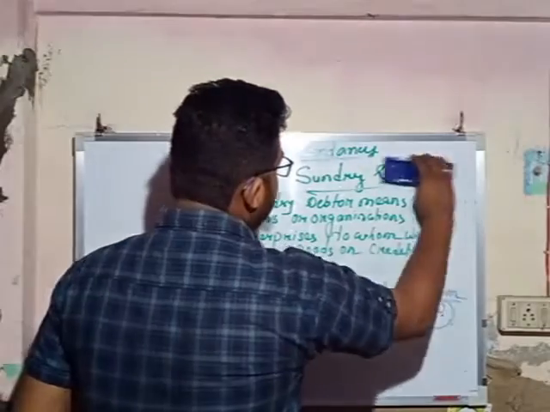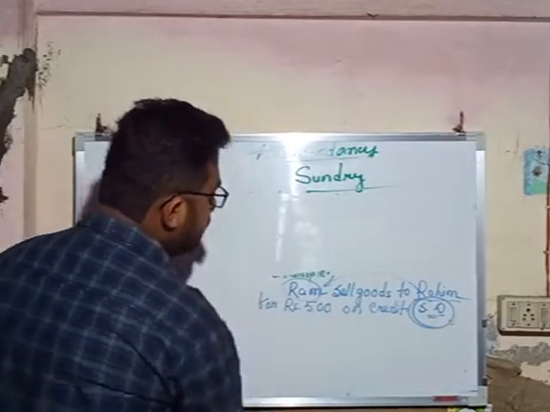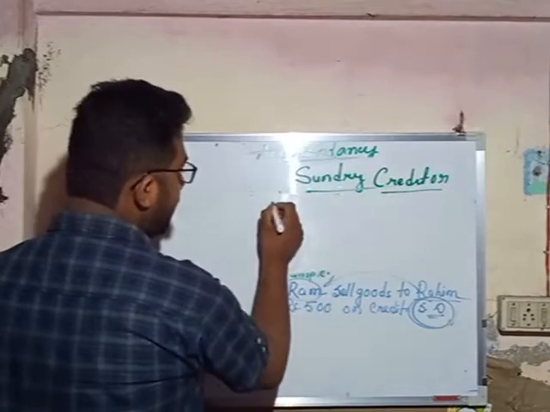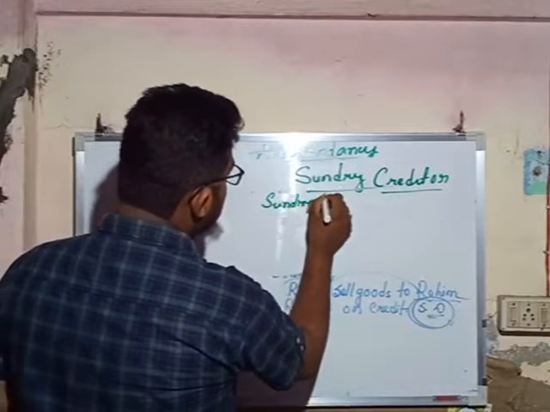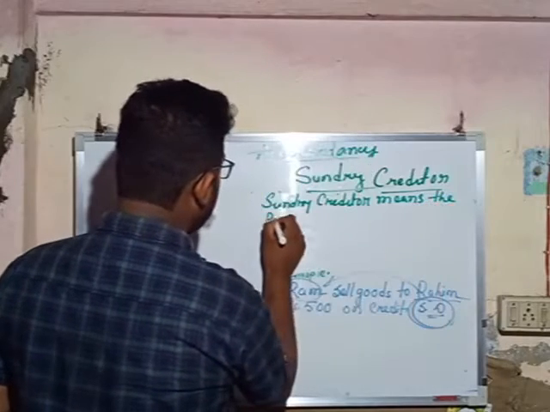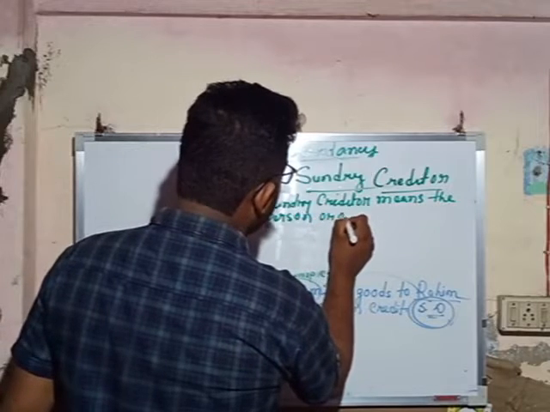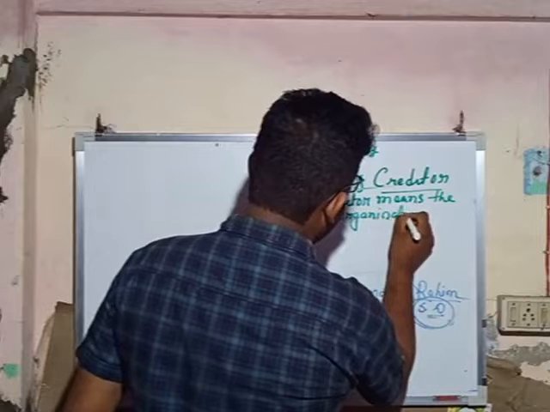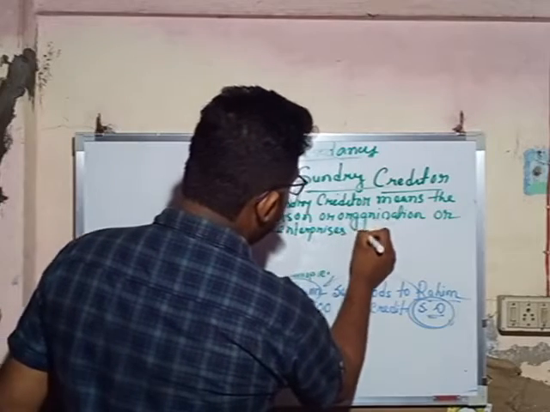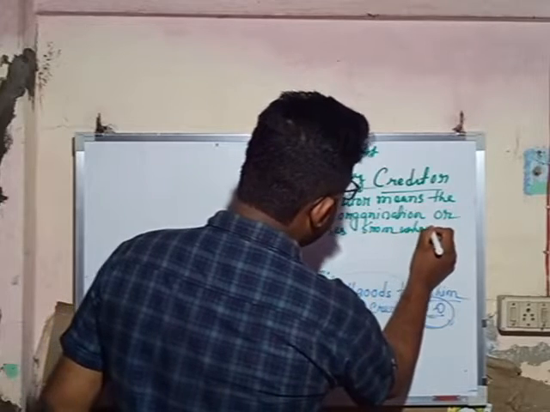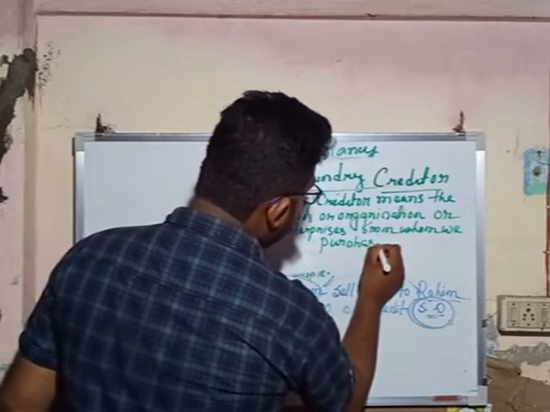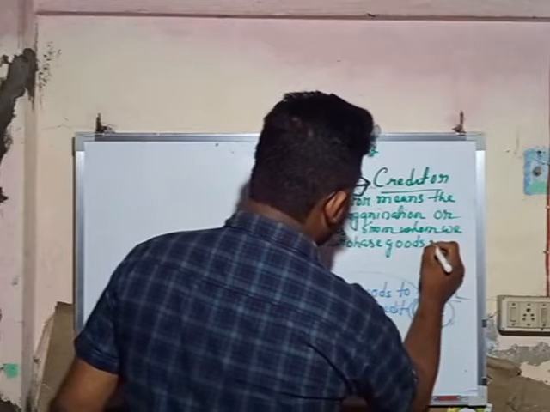Next, what is another term? Sundry creditor. What is sundry creditor? Sundry creditor means the person or organization or enterprises from whom we purchase goods on credit.